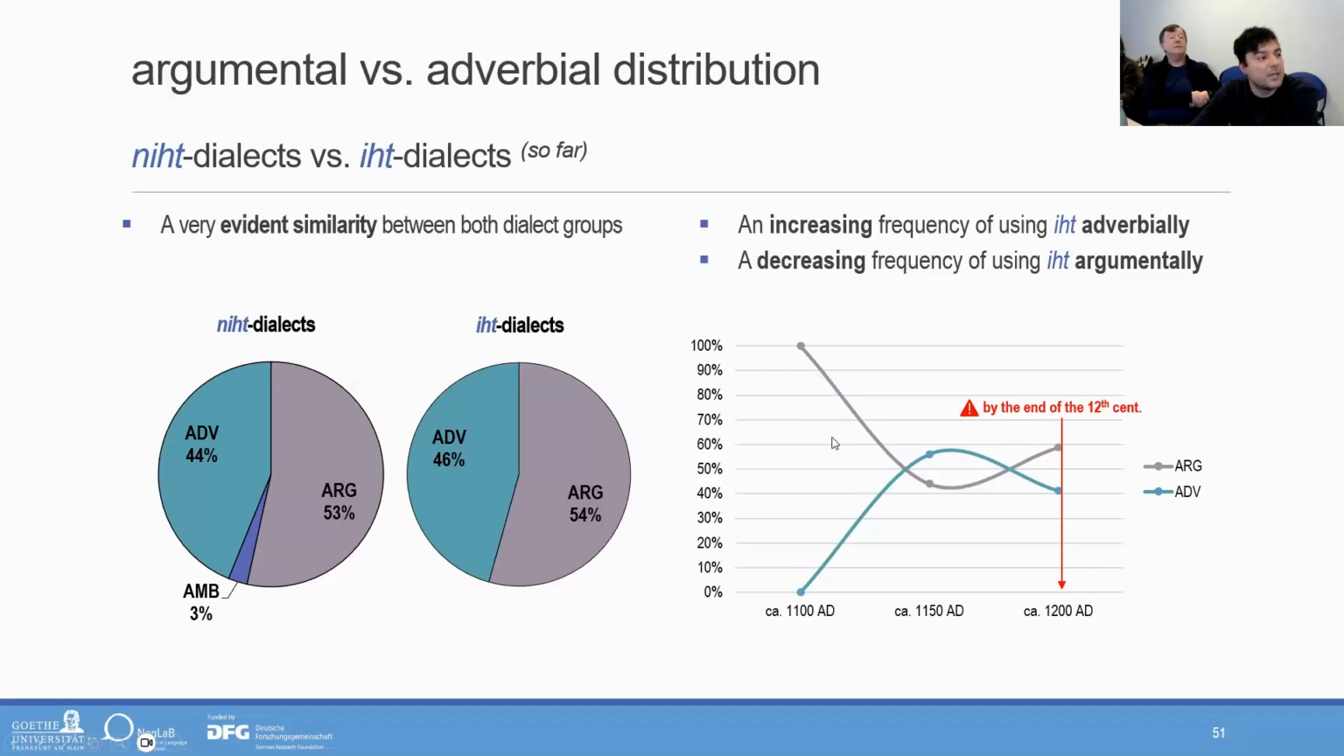And if you look at the development of ich in those dialects, although it's only until the end of the 12th century because the study is still running, already there you can see that it goes up as an adverb and the argumental use decreases. But then it goes in another direction, which is somewhat surprising, but since it's only until the end of the 12th century, I'm pretty sure that it would go up again, because at the end of the day it is used as an adverb and then as a sentential marker in those dialects. So it's not really complete. It will be completed during the study.